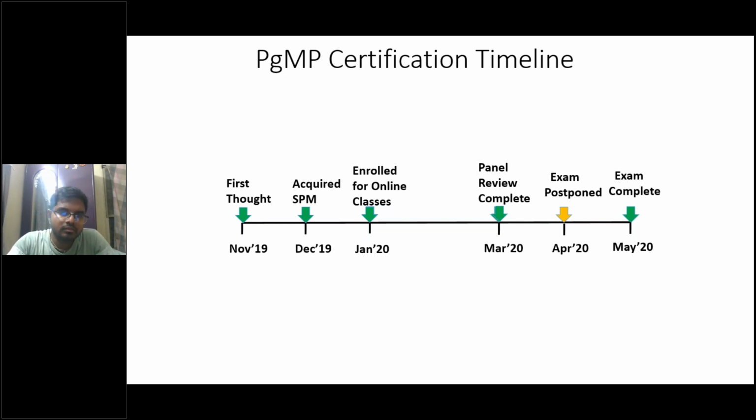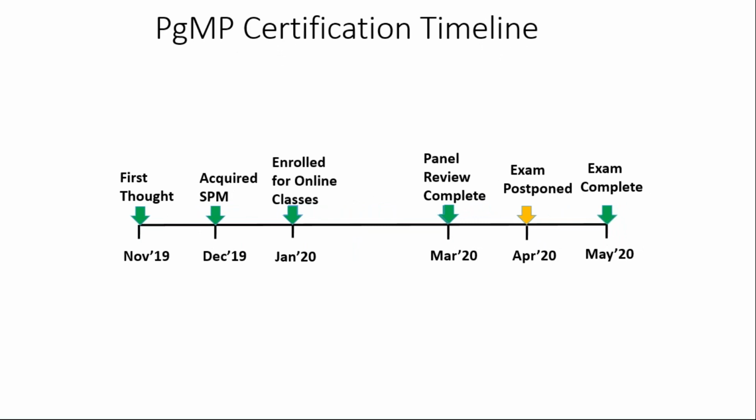Starting from November, when I had the first thought, my first step was to get the SPM standard, that is the standard for program management. I acquired it almost in the month of December, first of all searching the web, reading on the website about what exactly PGMP is. Then I came to know about the standard. I acquired it in December 19, and I enrolled for the classes in January. I think 19 January this year, I did my classes, weekend batches with Kailash.